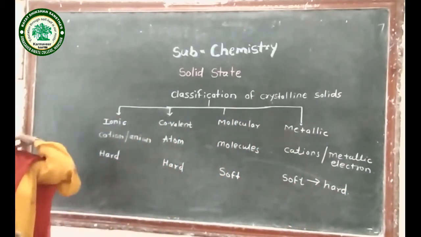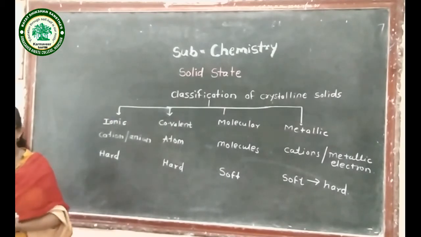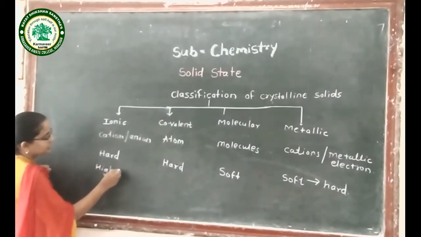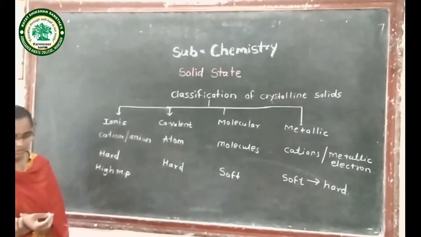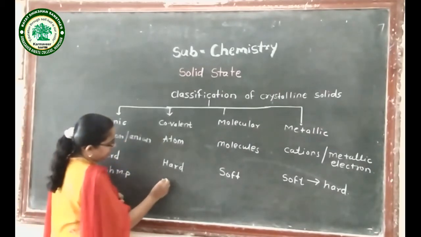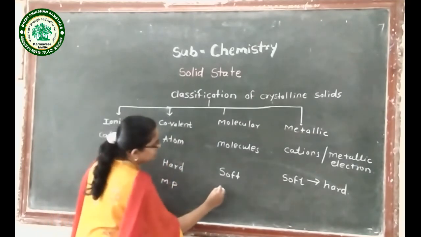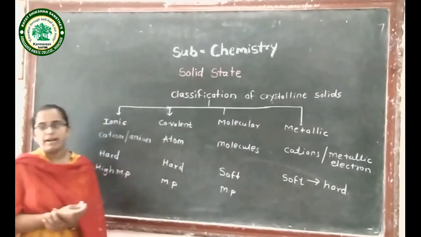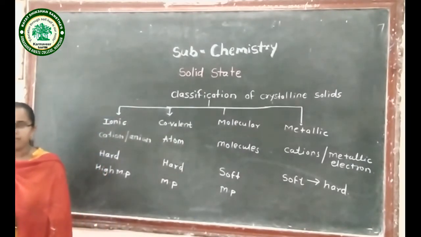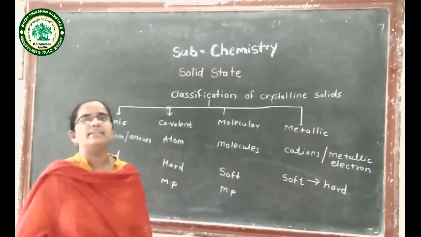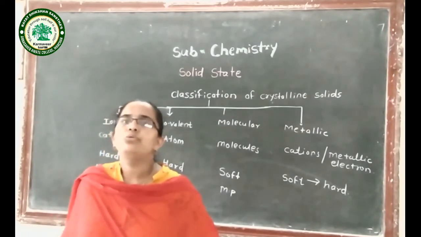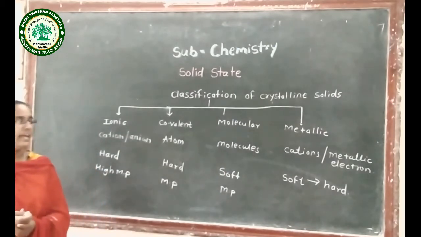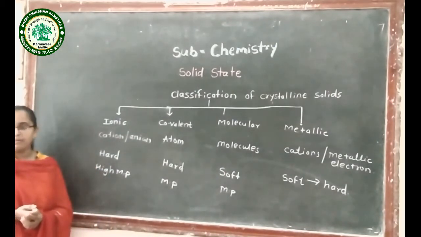Now next property is melting point. Ionic solids show high melting point. Covalent solids also show high melting point. Molecular solids show low melting point. And metallic solids are also variable. They show a wide range of -34 degrees centigrade to 3600 degrees centigrade.